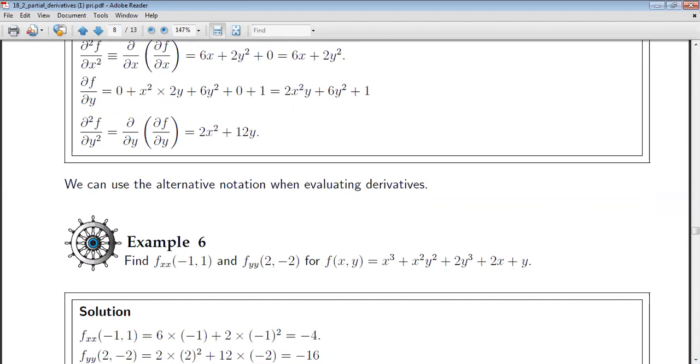And the first one is minus 4. Yes, sir, minus 4 is the first one. And for the second one, from the previous example, minus 16. Yes.